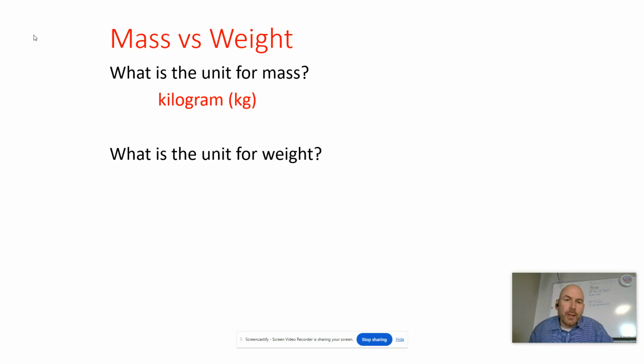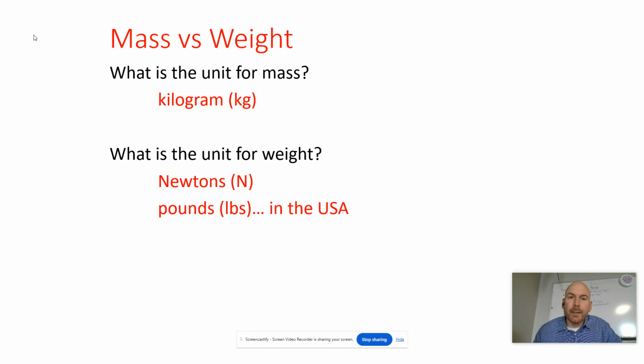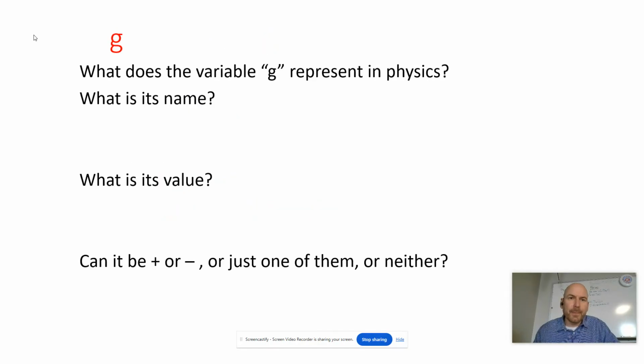So the unit of mass is a kilogram. Abbreviation is kg. The unit for weight is newtons, just like every other force, and abbreviated with a capital N. And in the US, we use pounds. We're not going to calculate pounds. I just wanted to make a connection there.